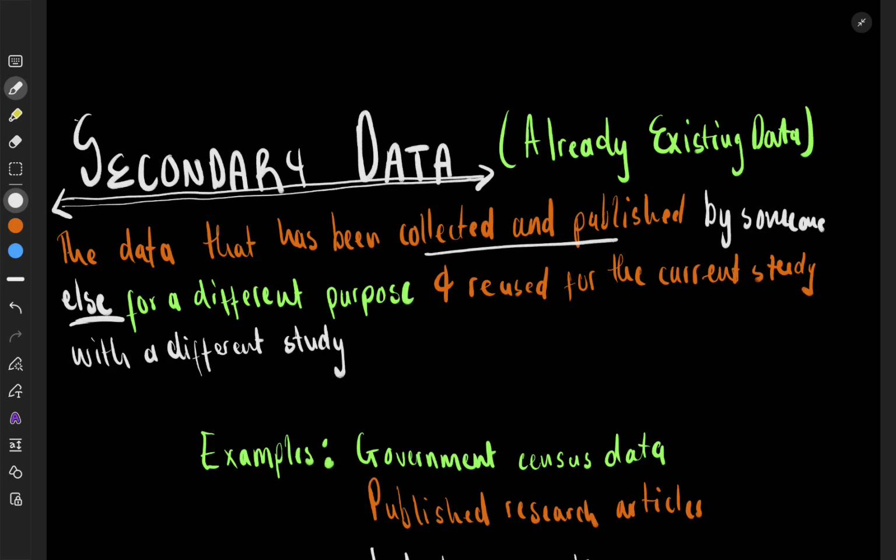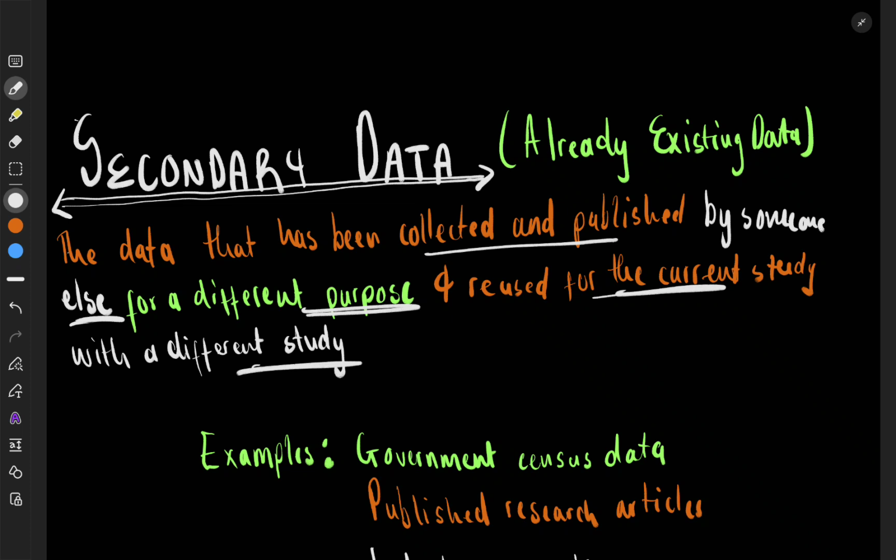Now we can go to secondary data, and this is data that has been collected and published by someone else. So that means it was not even for you. The data was not for you. It was for another purpose. The purpose was not your research. So it is data that has been collected and published by someone else for a different purpose, and then reused for the current study with a different purpose or with a different research question. So it is now being used for a different research. It was collected for something else.